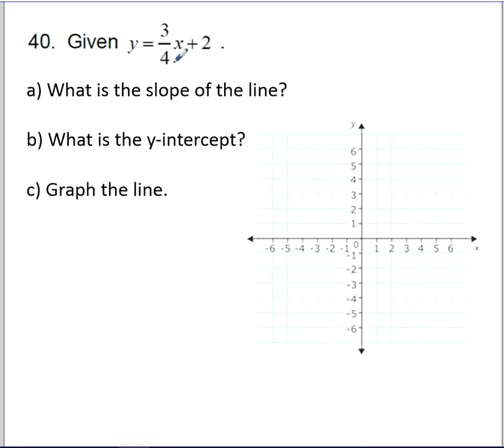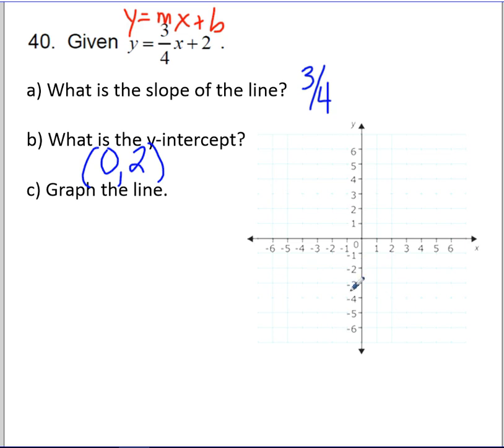We're looking at 40 next. Y equals 3/4 x plus 2. First, it asks us the slope. This is in y equals mx plus b form, which is wonderful to answer these questions because our m value is our slope. And so the slope of the line is 3/4. And the y-intercept is our b value, which is 2, as an ordered pair, 0, 2.